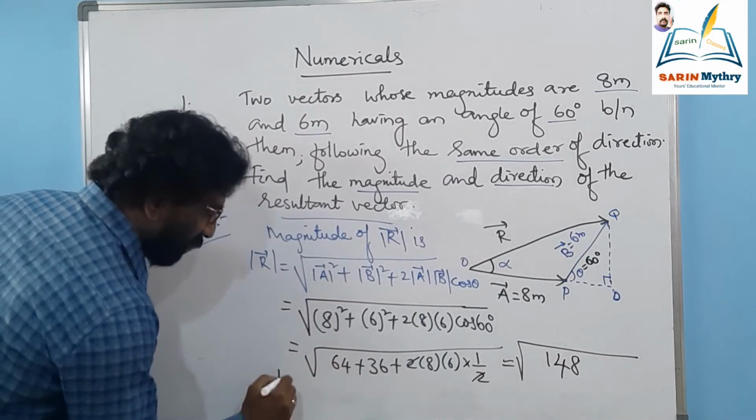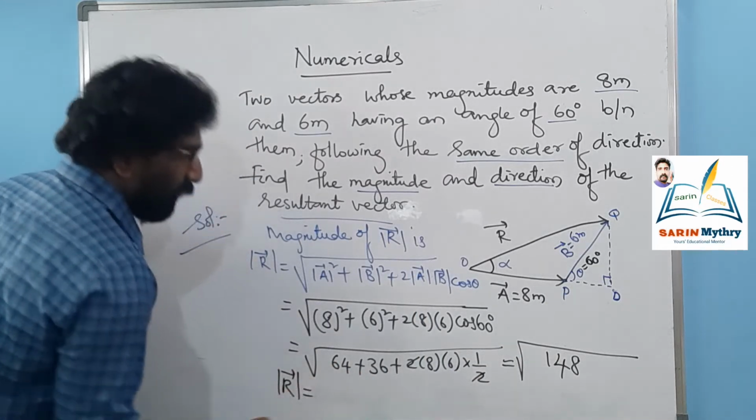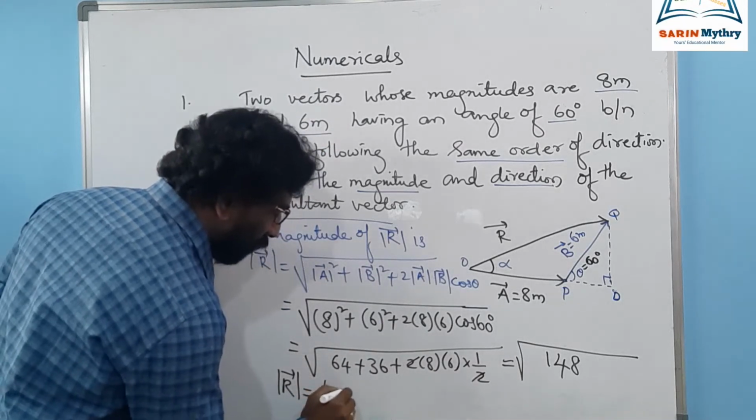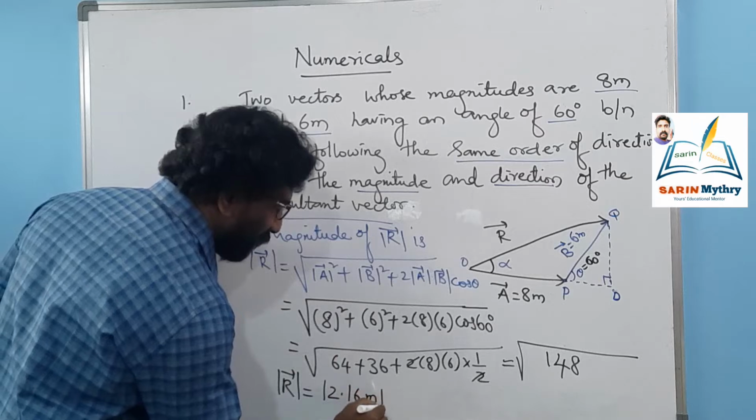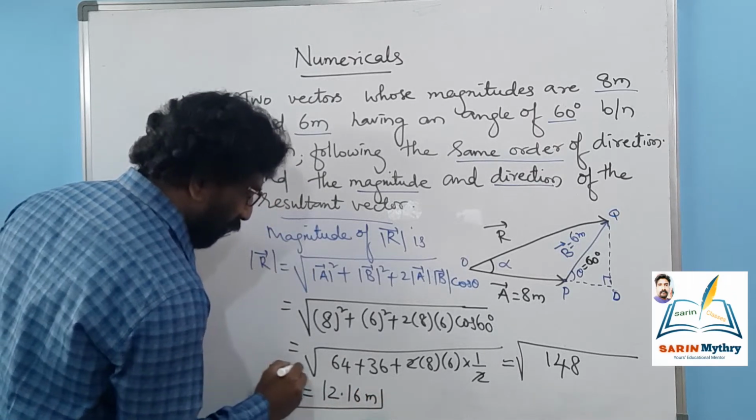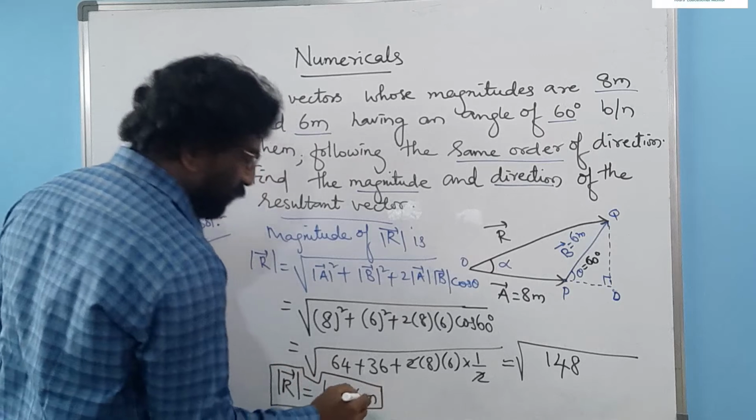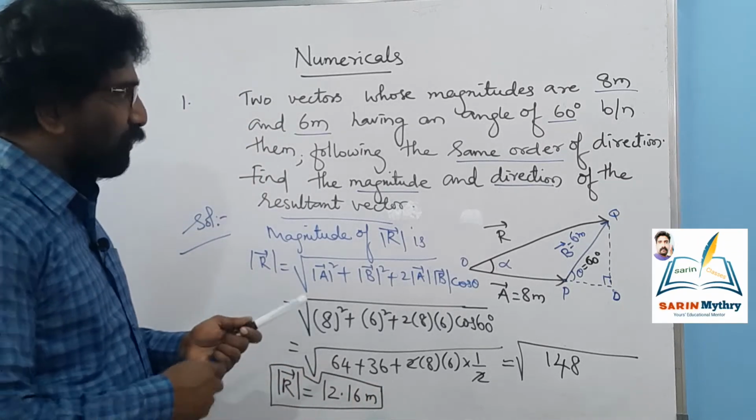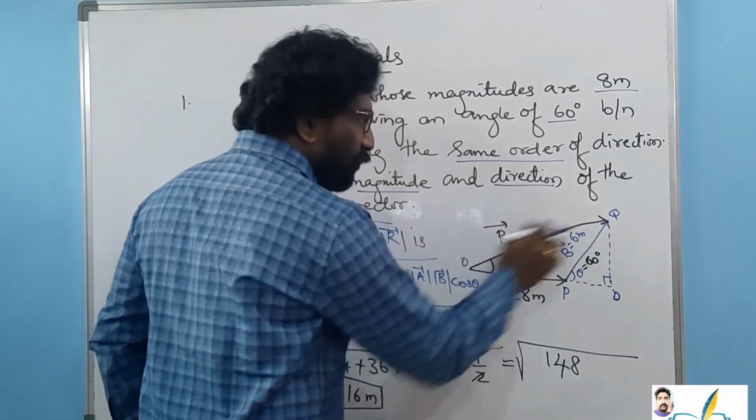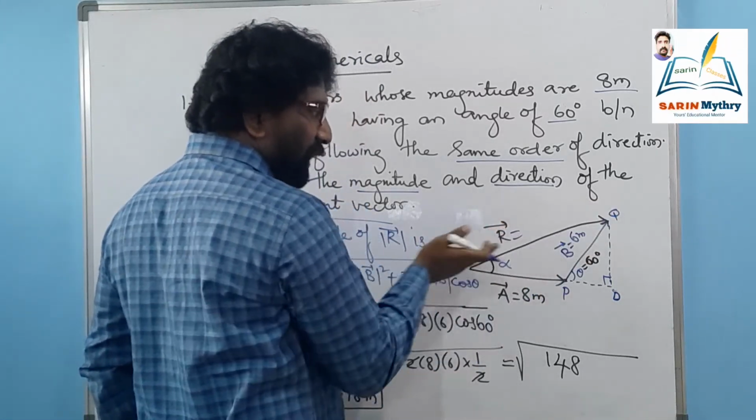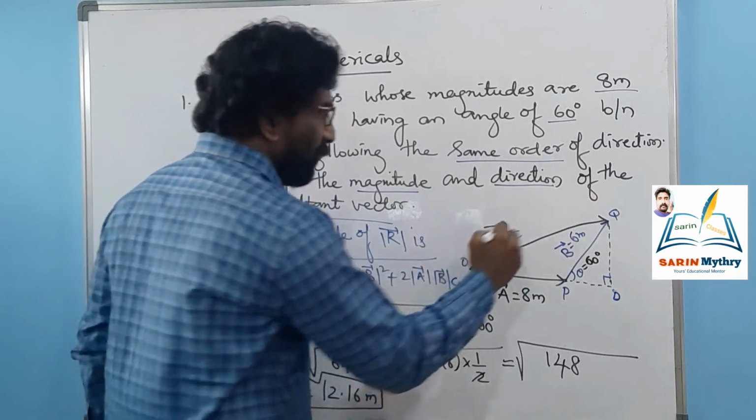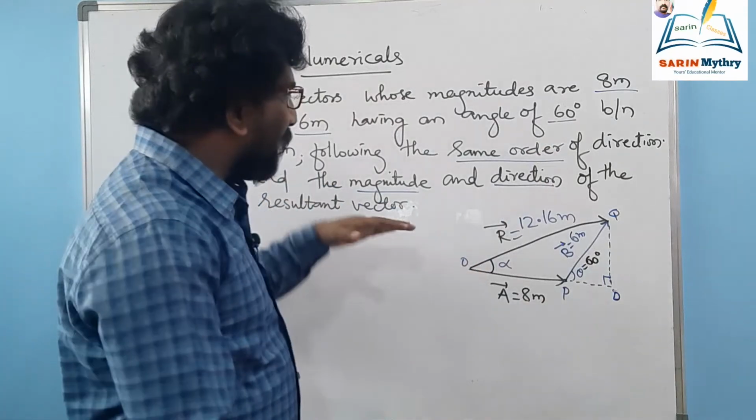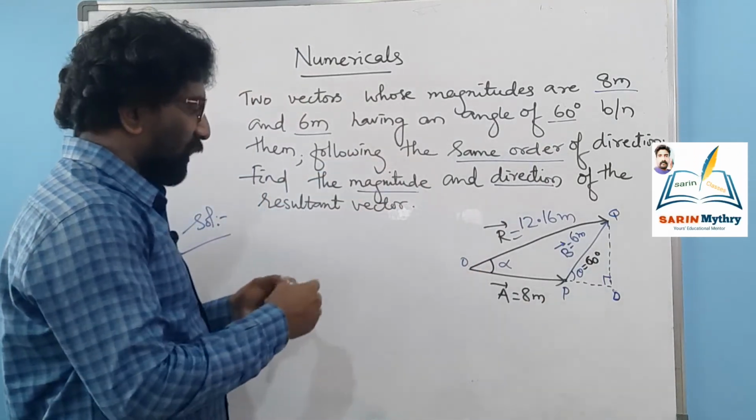148. Then vector R is equal to the square root of 148, that is 12.16 meters. So this is the value of your resultant vector. Now the resultant vector value is equal to 12.16 meter. So the magnitude, or the size or the length of this resultant vector, is 12.16 meter.